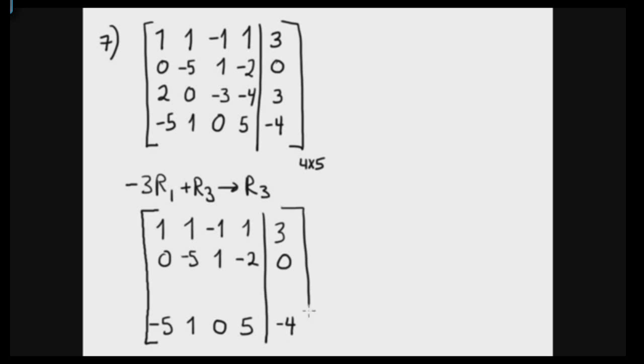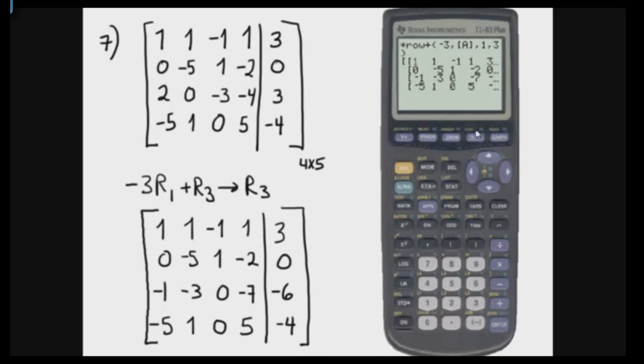What does row 3 change to? Change to negative 1, negative 3, 0, negative 7, and negative 6. Let me check it just in case. Negative 1, negative 3, 0, negative 7, negative 6, perfect. Okay. Update the new matrix, A. Now ready to perform the second one.